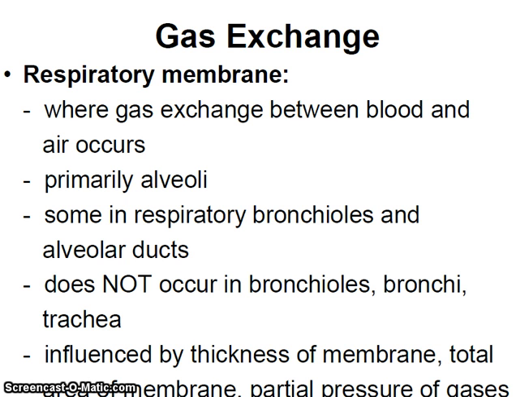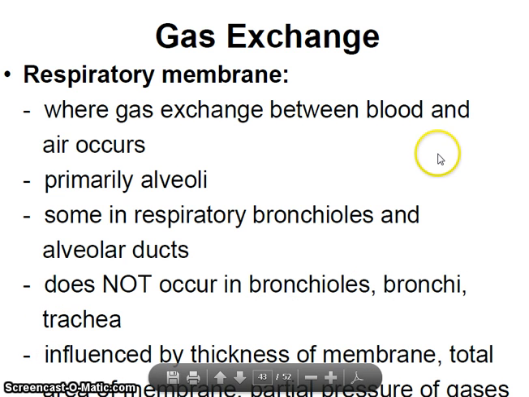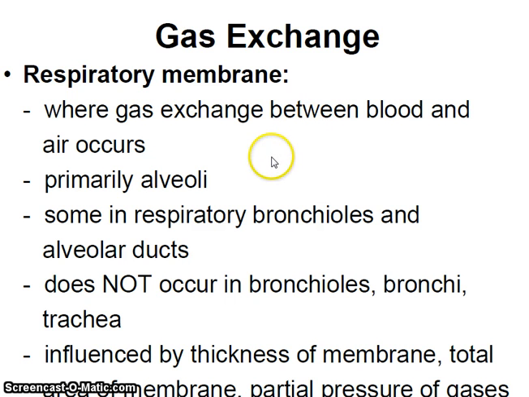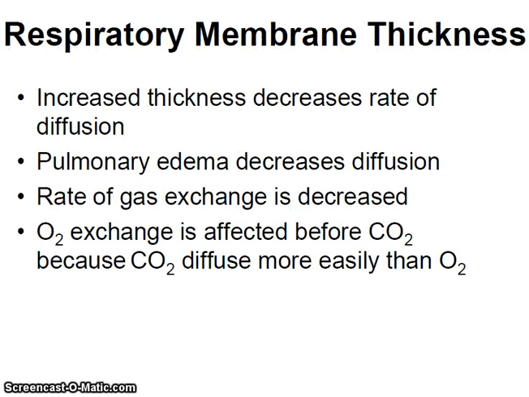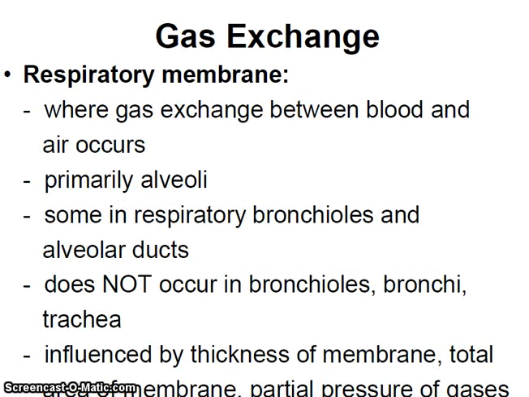Gas exchange involves, very importantly, the respiratory membrane. This is the actual interface where gas exchange between blood and air occurs. This occurs primarily in the alveoli, surrounded by its capillary network. Some of this occurs in respiratory bronchioles and alveolar ducts. It does not occur in other bronchioles, the bronchi, or the trachea, and it is influenced by the thickness of the membrane and the total surface area, which is really important, of the membrane, and the partial pressure of the gases.